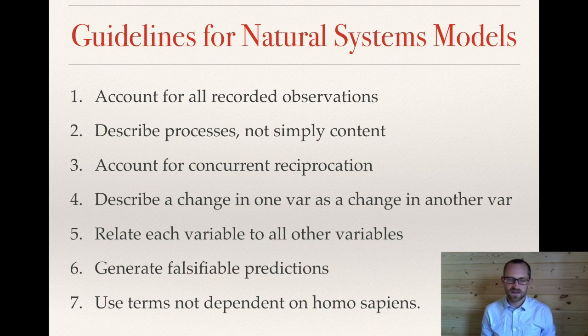Number 5 is relate each variable to all other variables. This is basically just internal consistency. It's saying that the whole model has to function as a whole. And the counterexample to that is when you have a model that's fragmented and the pieces can't talk to each other. So let's just say if we're developing a weather model and there's one specialist who only studies the rain, one who only studies clouds, and one who only studies humidity, and one who only studies oceans.